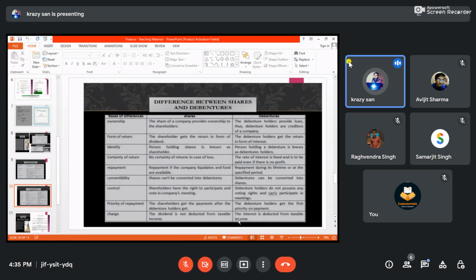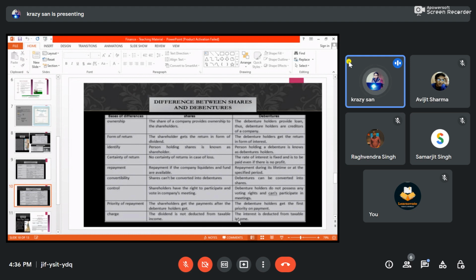Then comes the difference between shares and debentures. By understanding the difference, you'll understand so much about shares and debentures. On ownership, the shares of a company provide ownership to the shareholders. If you take equity shares, you become an owner of the company. But debenture holders provide a loan, thus they are creditors of the company. Shareholders get the return in the form of dividend, debenture holders get the return in the form of interest. A person holding a share is known as a shareholder, and a person holding a debenture is known as a debenture holder.